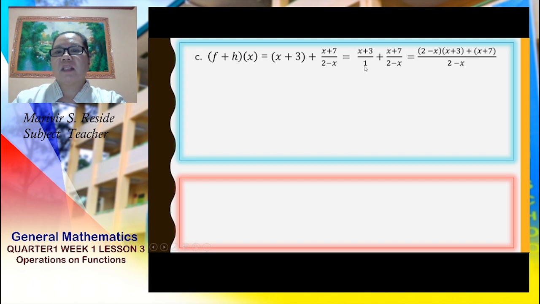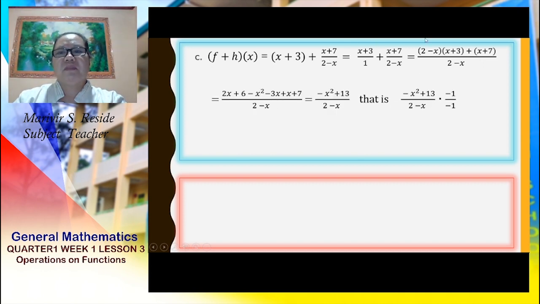2 minus x divided by 1 will be 2 minus x multiplied by x plus 3. We obtain these two expressions. The second one is 2 minus x divided by 2 minus x, which will simply give you 1 multiplied by x plus 7, giving us x plus 7. So what's next? We have to simplify. 2 minus x times x plus 3, you will get 2x plus 6 minus x squared minus 3x. And of course, the second fraction here, which is x plus 7.